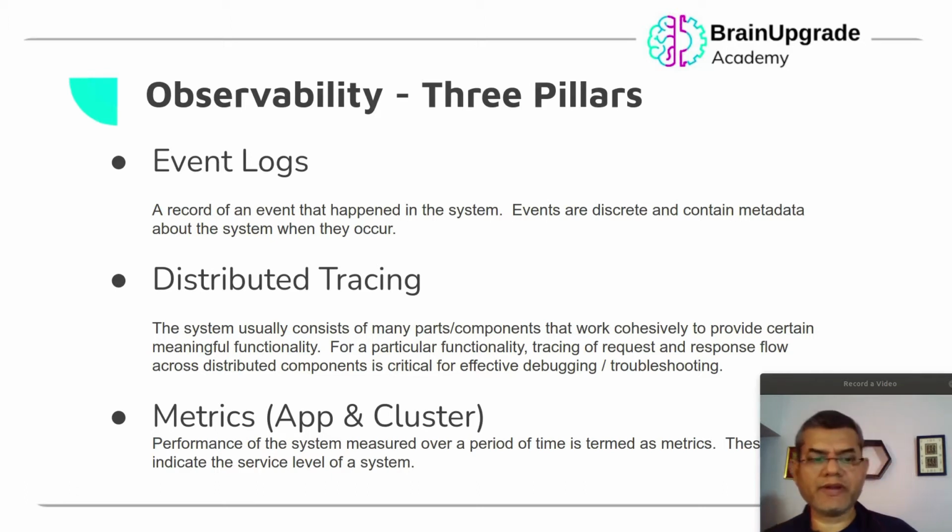The third pillar is metrics. Performance of the system is measured over a period of time in terms of metrics. These indicate the service level of a system. We'll look at the application level metrics as well as cluster level metrics.